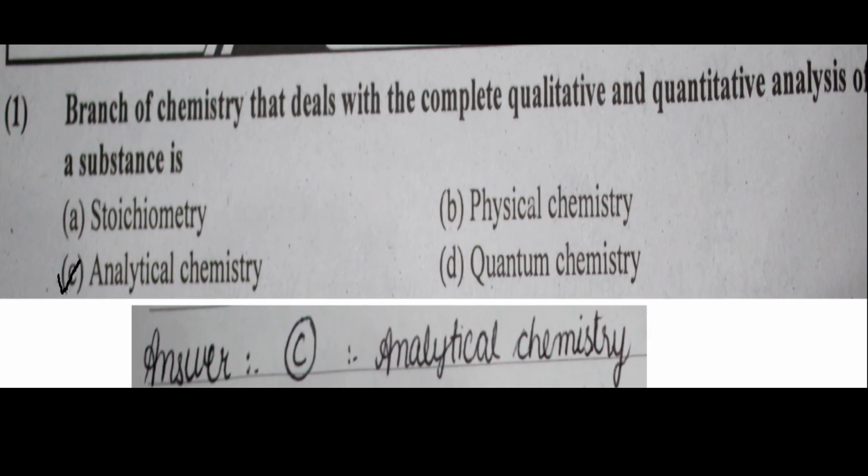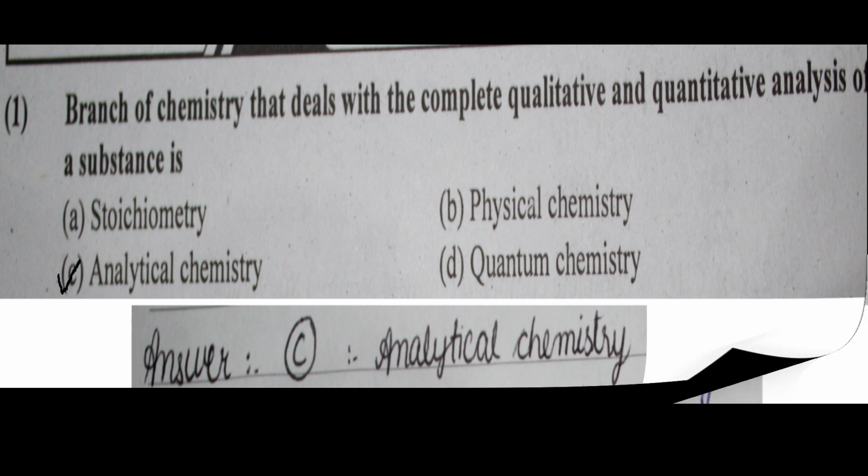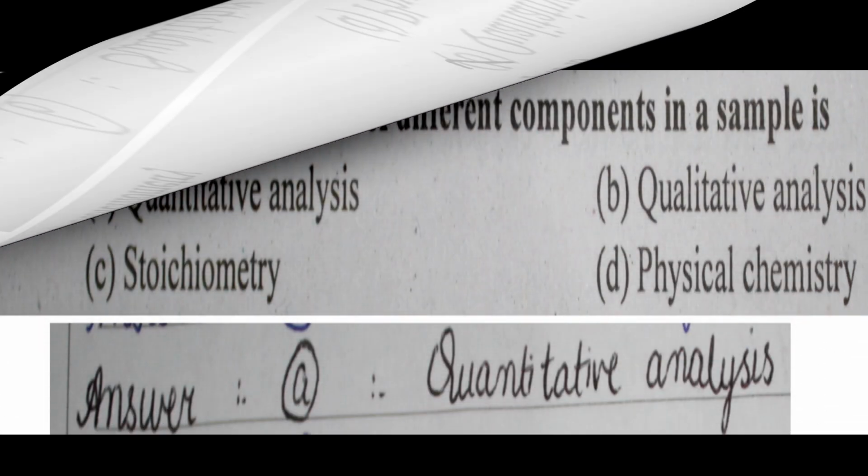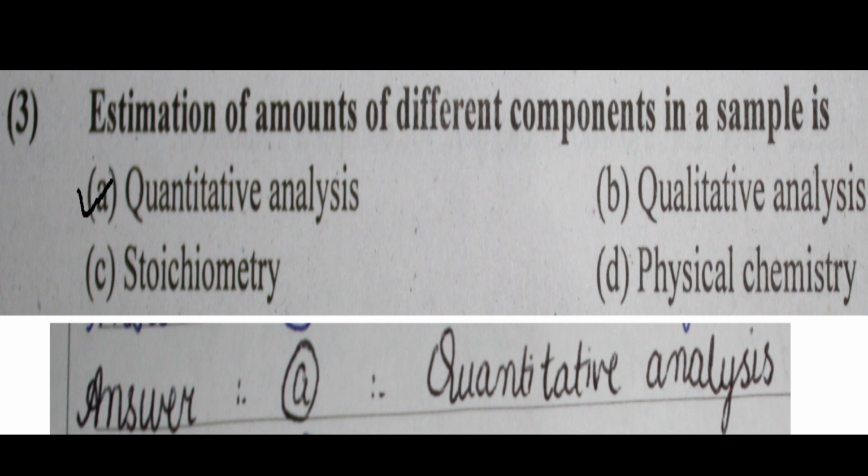First question is branch of chemistry that deals with the complete qualitative and quantitative analysis of a substance is. Option C, analytical chemistry is the right answer. Next is identification of the components of a sample is. Option B, qualitative analysis is the right answer. Next is estimation of amounts of different components in a sample is. Option A, quantitative analysis is our right answer.